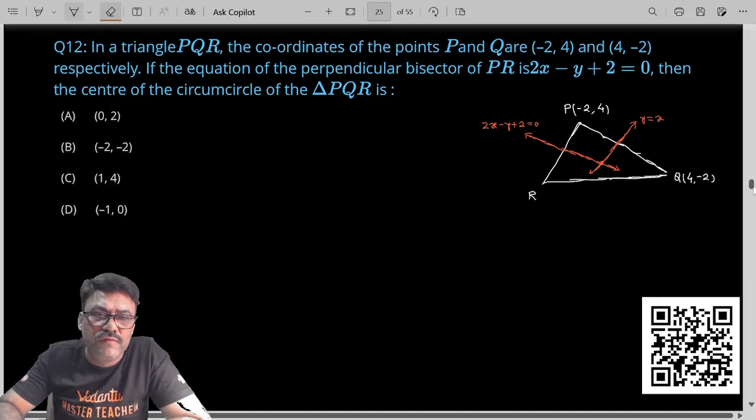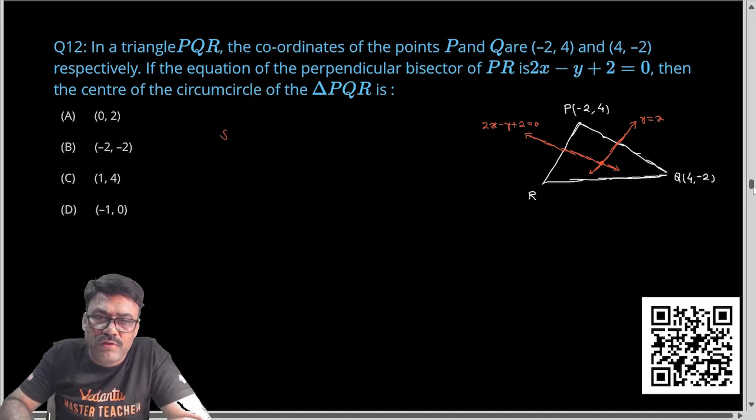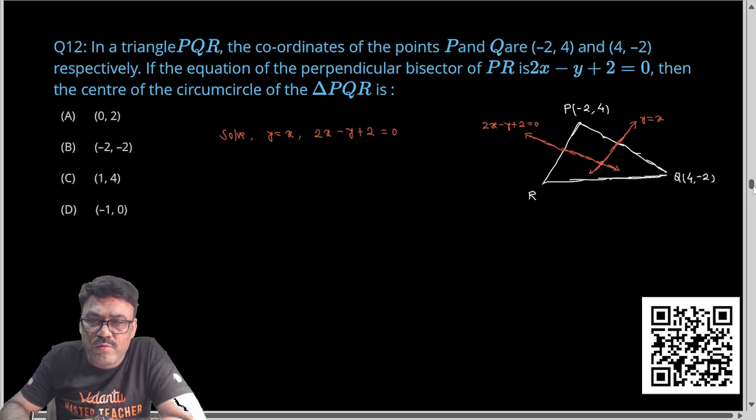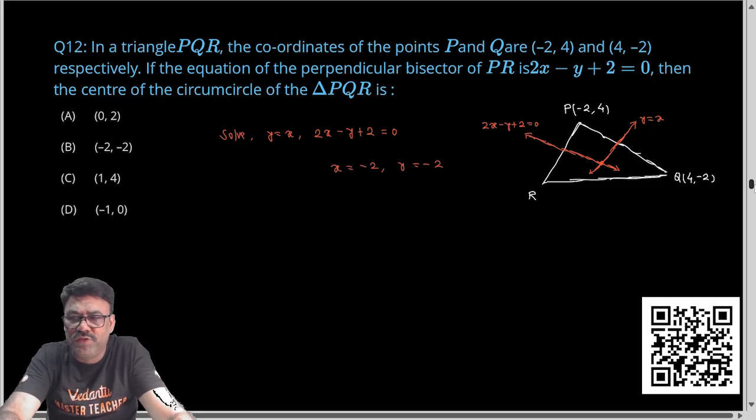So now solve the line y equals x and the line 2x minus y plus 2 equals 0. That will be your circumcenter. If you put y equals x here, 2x minus x plus 2 equals 0, so x is minus 2 and y is minus 2. Hence the circumcenter is (minus 2, minus 2), which is option B. So option B is the correct option here.